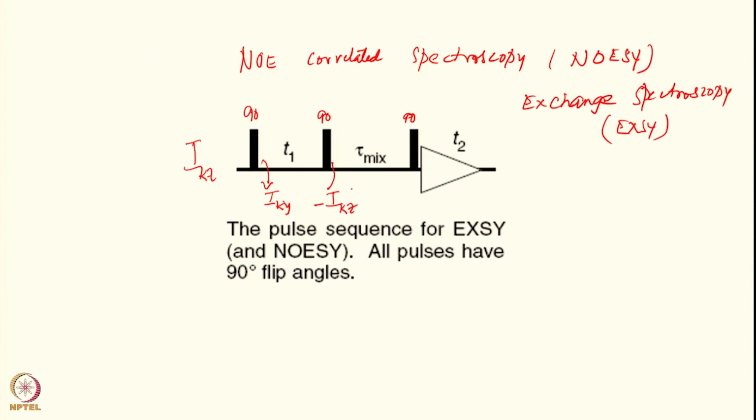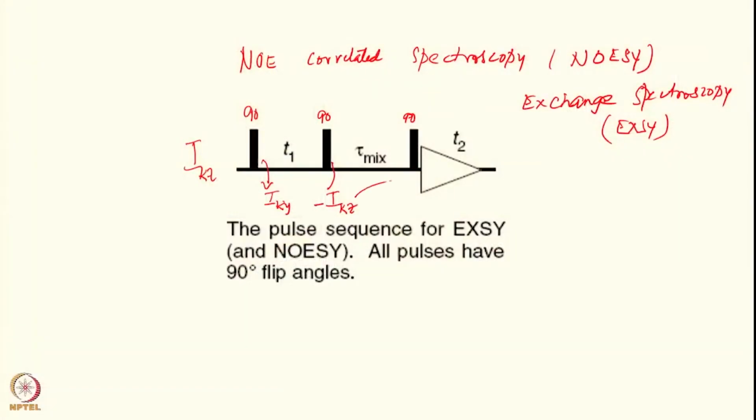Now during this period tau mix, there is relaxation happening. What does the relaxation do? It transfers magnetization between two spins. If there is an L spin which is close to the K spin in space, so that it can interact through dipolar interactions between the spins, then it will transfer part of the magnetization to the L spin. So we will get some amount of the Z component of the L spin, a little bit of ILZ.